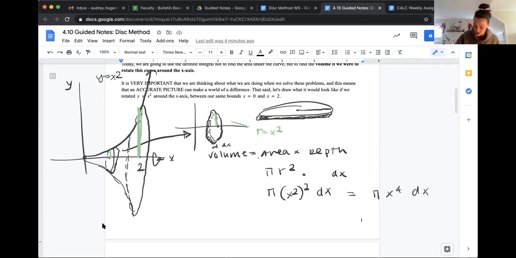And then to get the volume of all of the little slices, we're going to take the integral from 0 to 2 of pi x to the 4th dx. And that's really easy to evaluate. You can pull out that pi. So we have pi times x to the 5th over 5 evaluated from 0 to 2. So it ends up that you get 32 pi over 5 for your final answer.